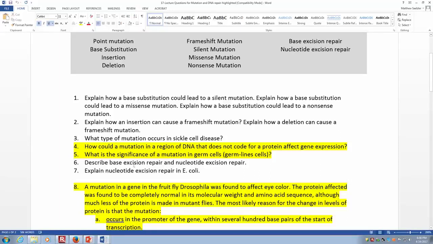Can someone talk about the significance of a mutation in germ cells? Remember, germ cells are also called germline cells. Right, they can be passed on to offspring, correct.